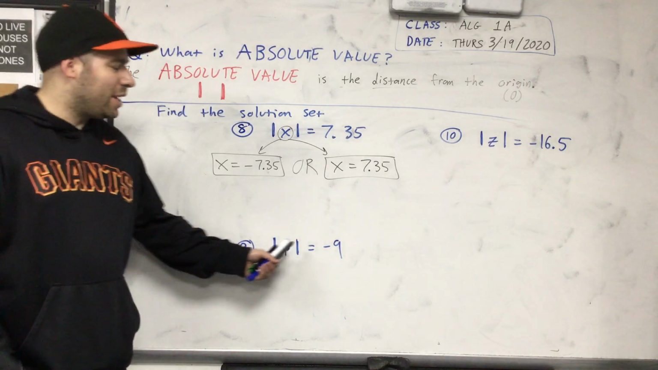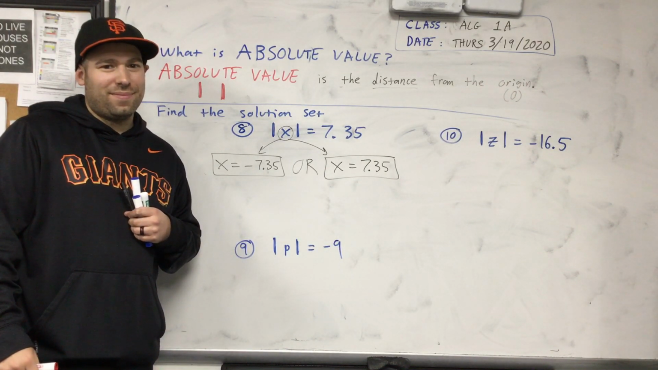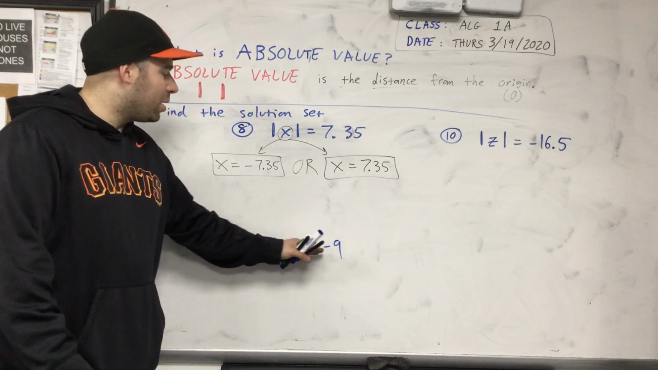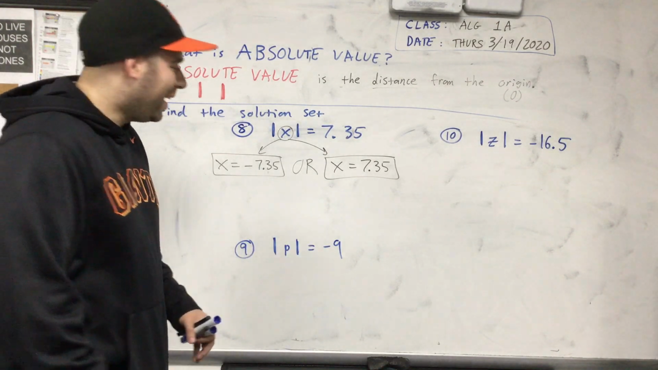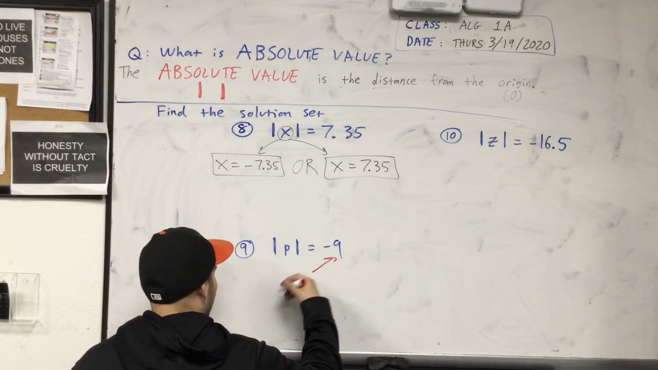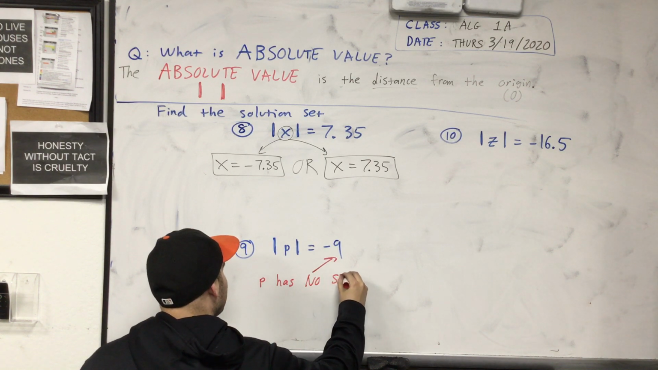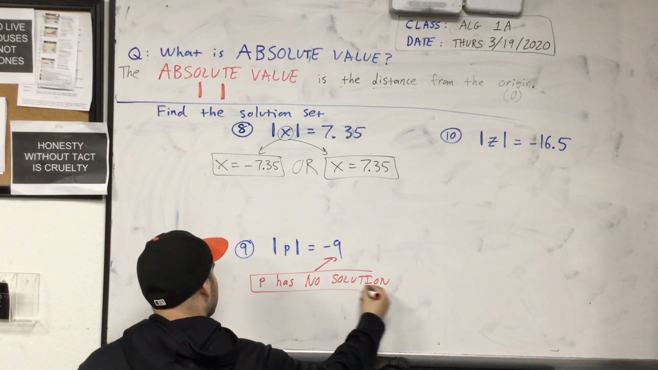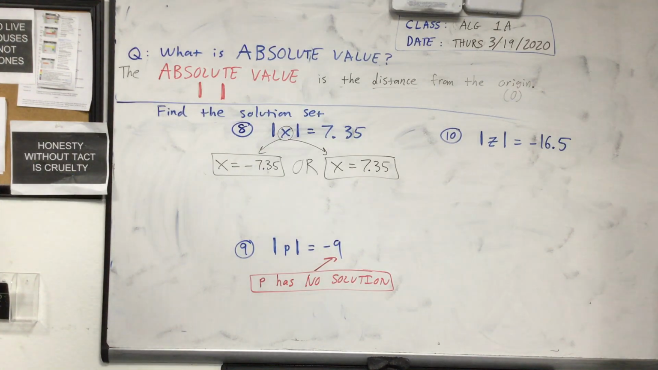Are the bars equal to a positive number or a negative number? A negative number, right. So if the bars are equal to a negative number, the problem is impossible to solve. In this case, there's no such thing as -9 steps. So P has no solution. Because the bars can never equal a negative output.